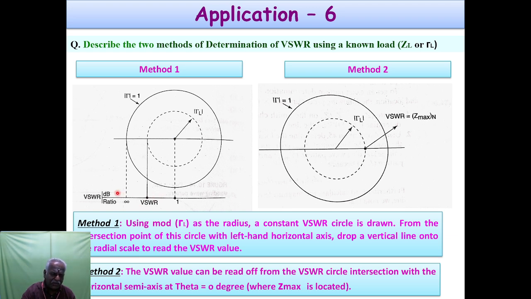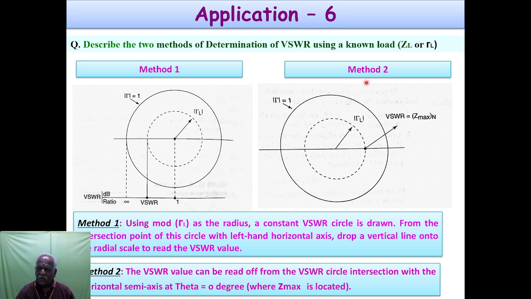The VSWR value is marked both in dB and as a ratio. So this is infinity. The VSWR value starts from 1 at the center of the chart and ends with infinity at the outer edge of the Smith chart, which we have discussed already. So in the first method, gamma L is given and we determine the VSWR value either in dB or as a ratio, right?